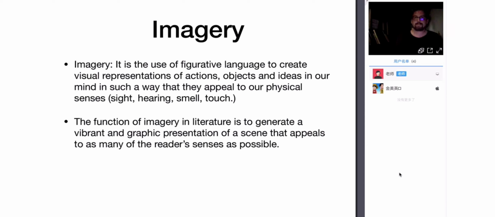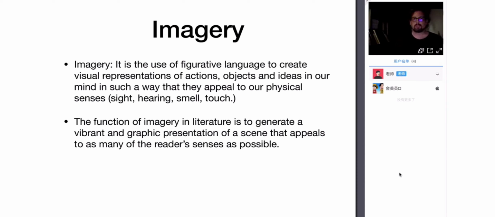So imagery is probably the easiest literary technique or rhetorical device that anybody can use. So we create visual representations of actions, objects, and ideas in our mind in a way that they appeal to our physical senses. So show, don't tell. Use descriptive language to describe what the scene looked like, what sounds were there.